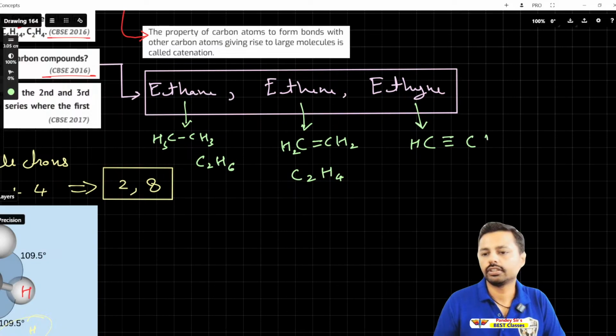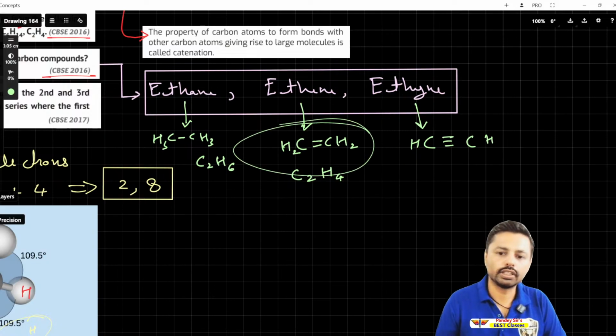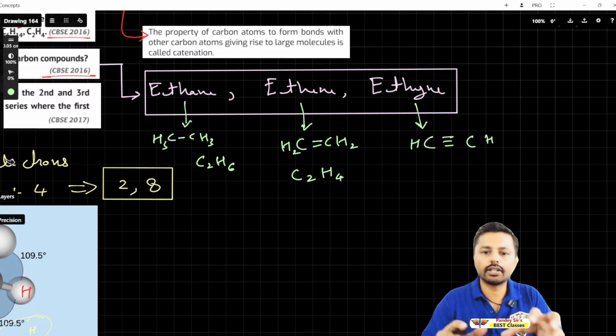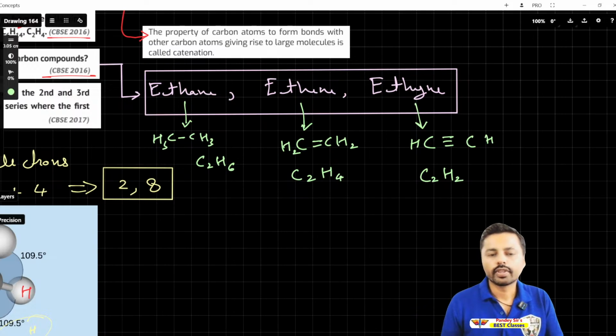Poor ethine. And that's why it is unsaturated. This is also unsaturated. Unsaturated means more hydrogen can fit over there. So it's C2H2. That's it. Now, can you guess why I did not start with methane?